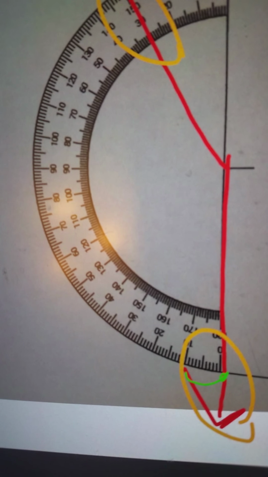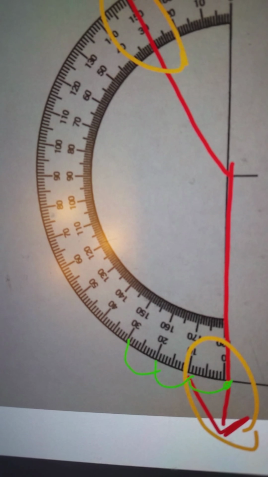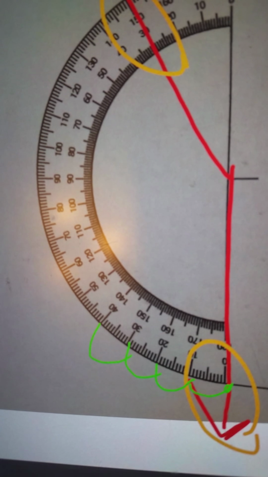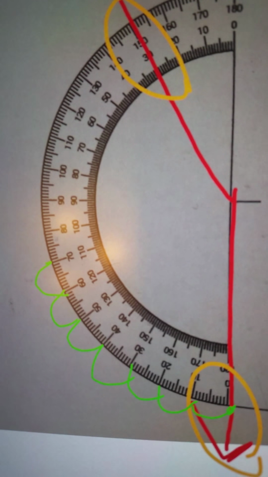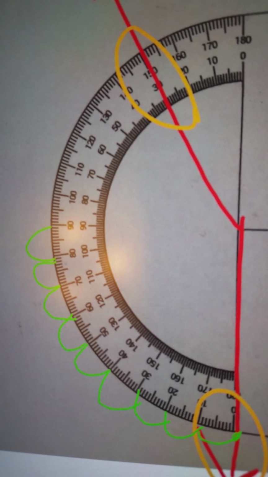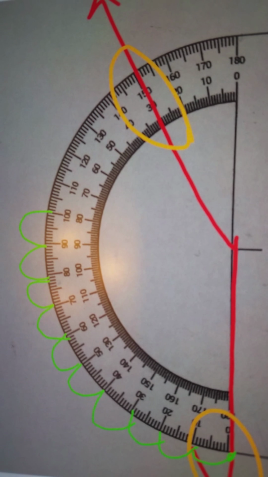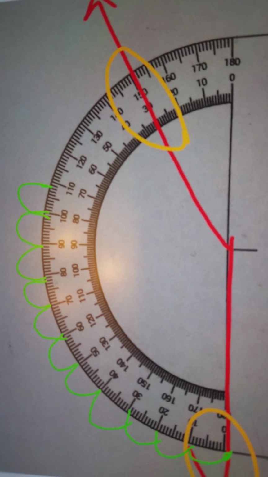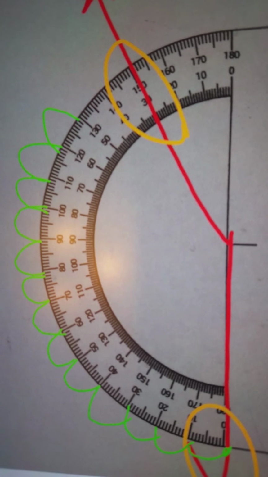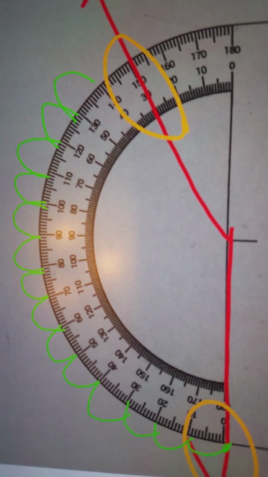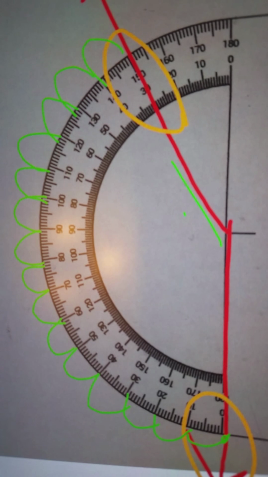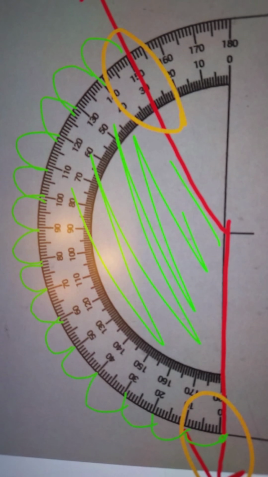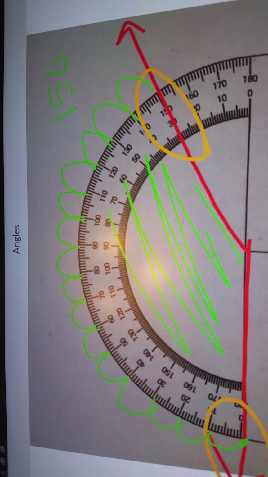I've gone 10, 20, 30, 40, 50, 60, 70, 80, 90, 100, 110, 120, 130, 140, 150. So the entire measure of this enclosed angle is 150 degrees.